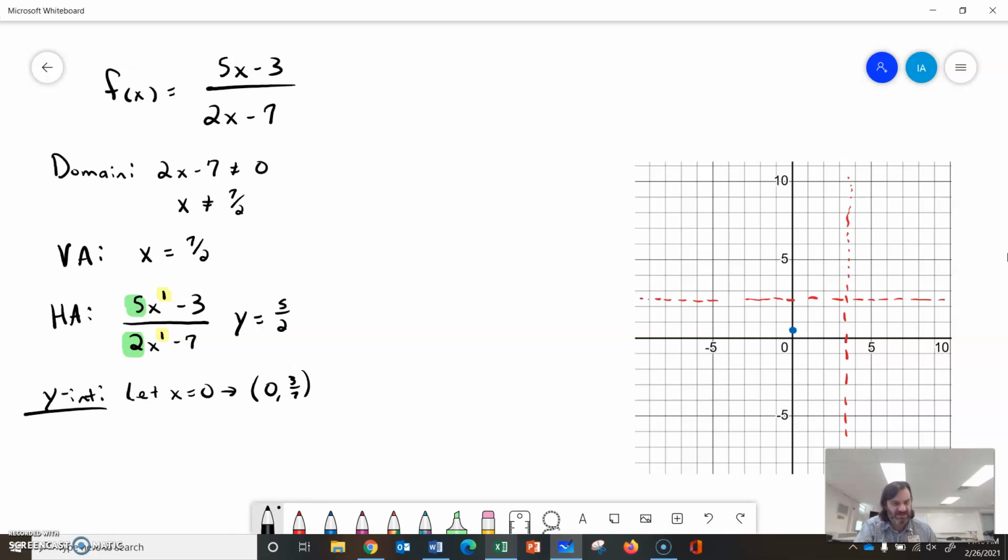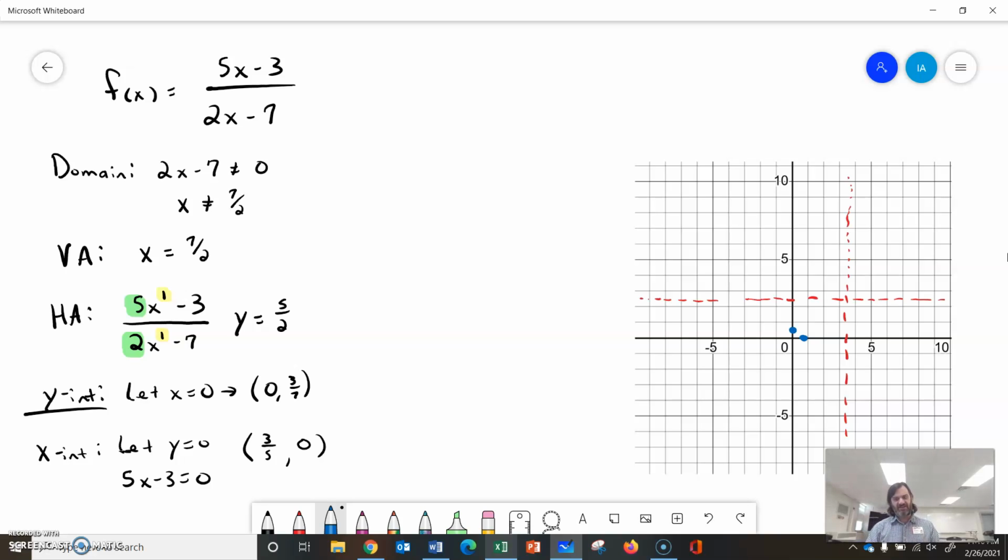And if we want to do the x-intercept, remember we let y equals 0. So that'll be 5x minus 3 equals 0. So that will give me 3/5 for the x, and that'll be 3/5 and 0. So 3/5. So right over in between 0 and 1.